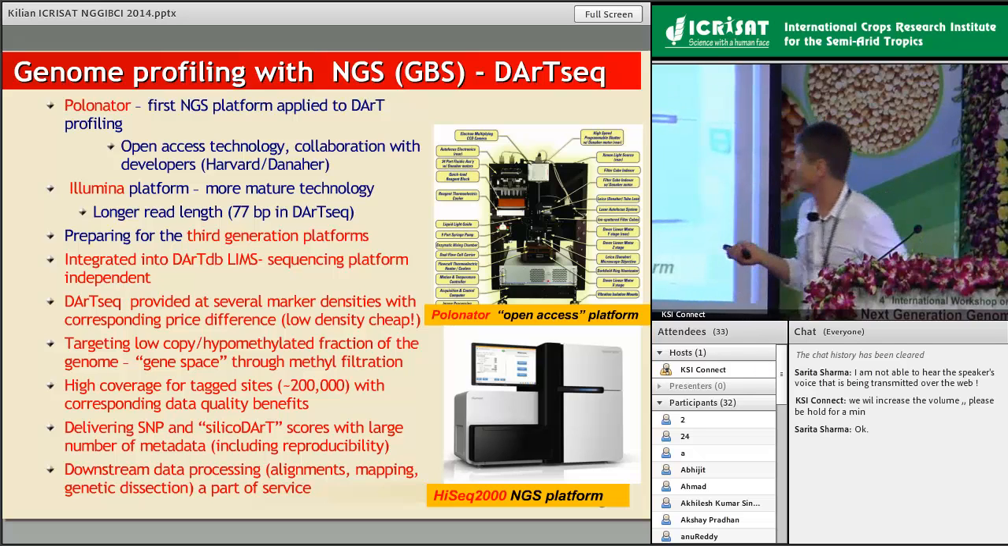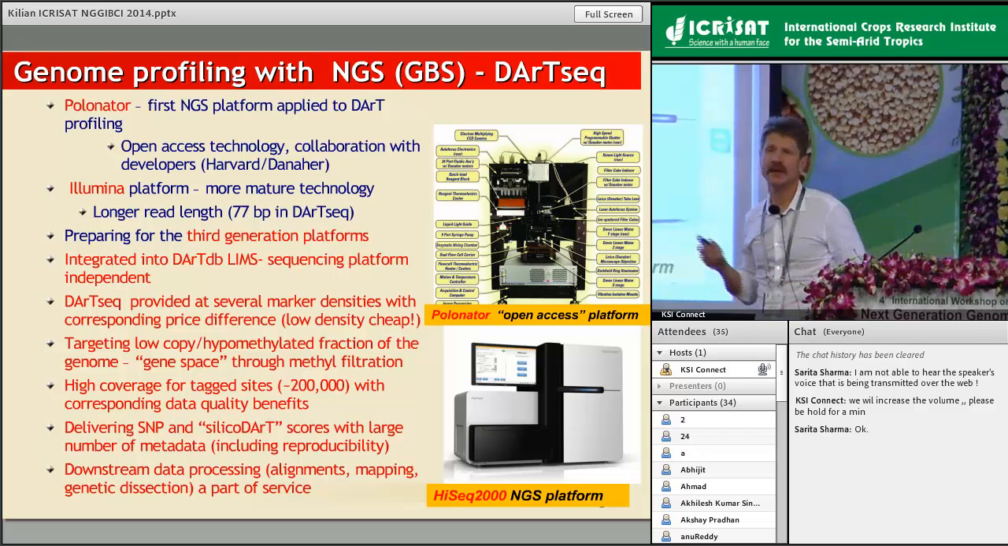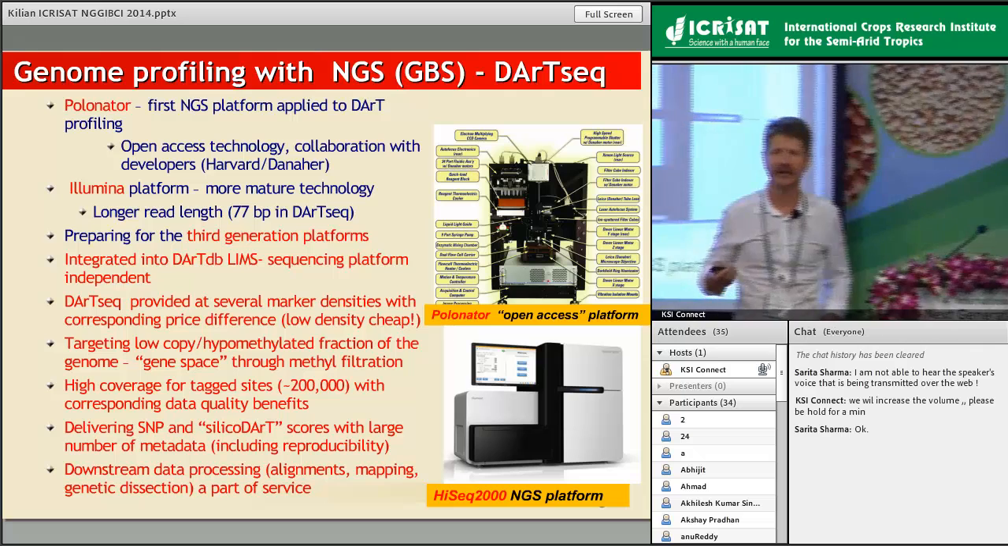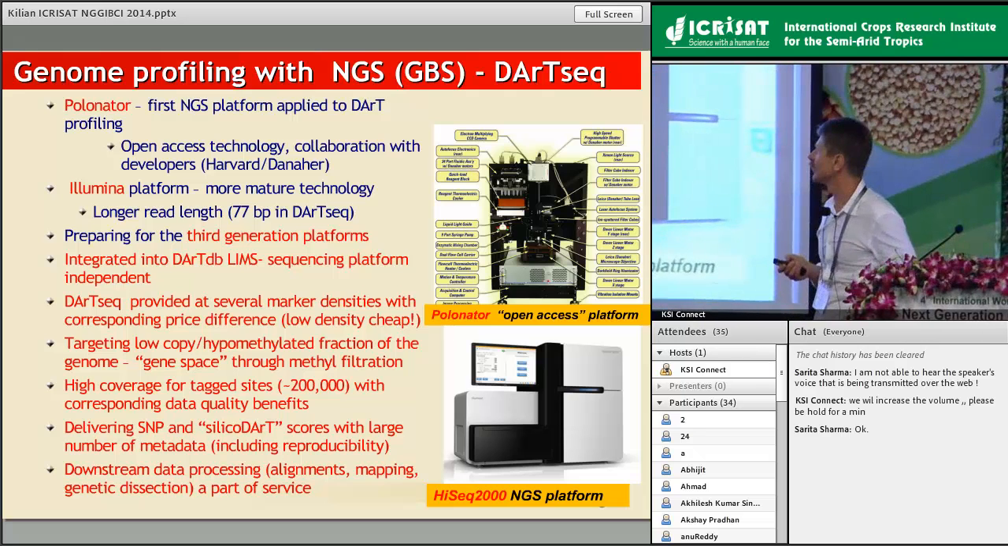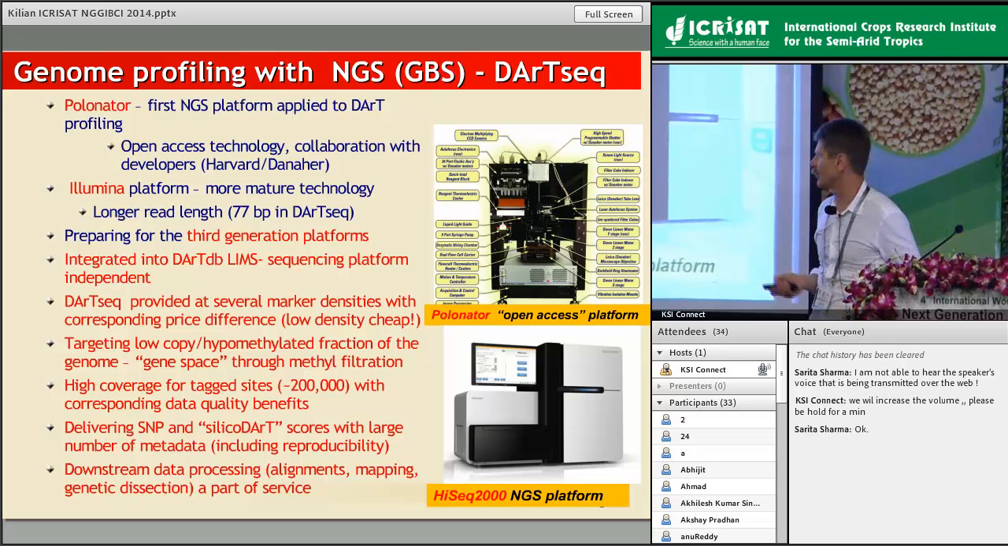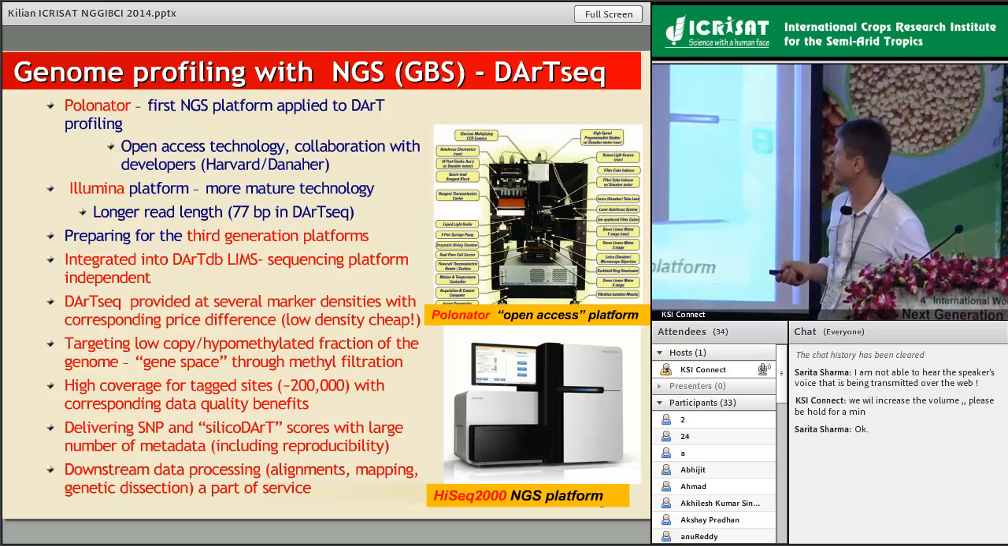Therefore, it's predominantly extracting data from gene space. We use methylation filtration, a somewhat similar combination of enzymes to what Jesse mentioned, but since we are working with 150 different organisms, in each case we do method optimization to make sure that we're providing the highest marker density for a given amount of money, the biggest bang for the buck, so to speak, for our clients. And after optimization, this particular method of complexity reduction is applied going forward.